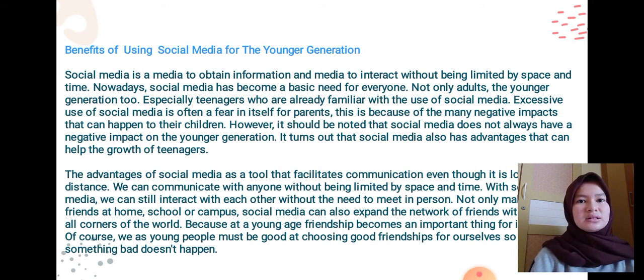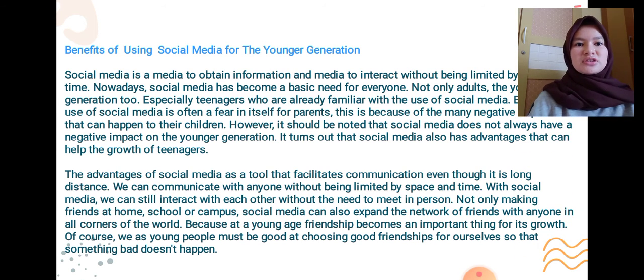Not only adults, the younger generation too, especially teenagers who are already familiar with the use of social media. Excessive use of social media is often a fear in itself for parents. This is because of the many negative impacts that can happen to their children. However, it should be noted that social media does not always have a negative impact on the younger generation. It turned out that social media also has advantages that can help the growth of teenagers.